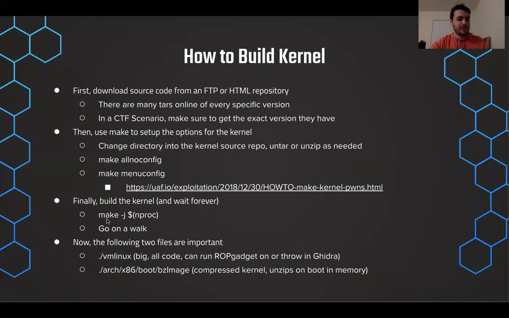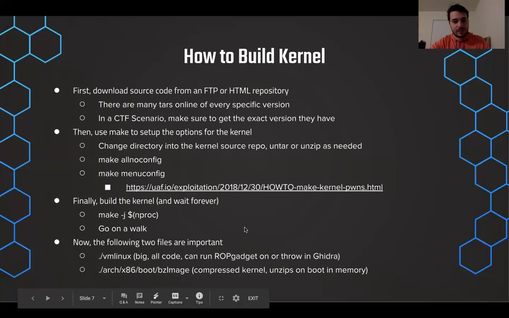Then to build the kernel, it's like any other makefile. You type the word make, but it's going to take a long time. So you can use this -j flag with nproc to basically just use all of your cores to build this kernel, because it's going to be a large thing to do, and it's not going to be an easy task.